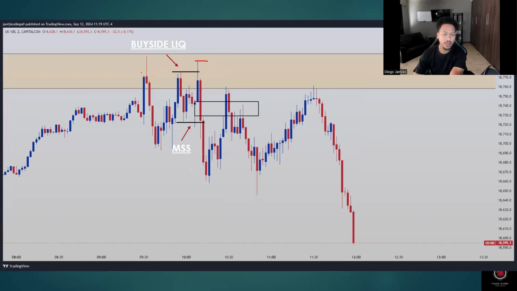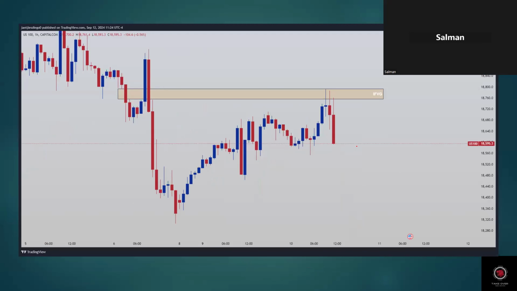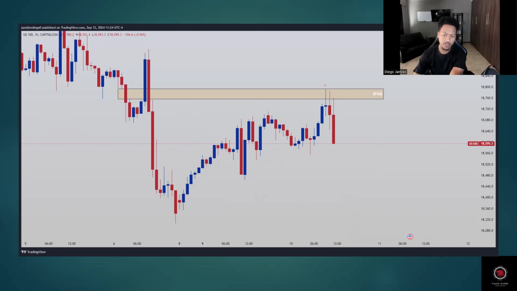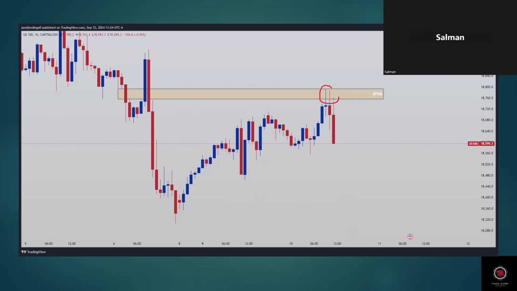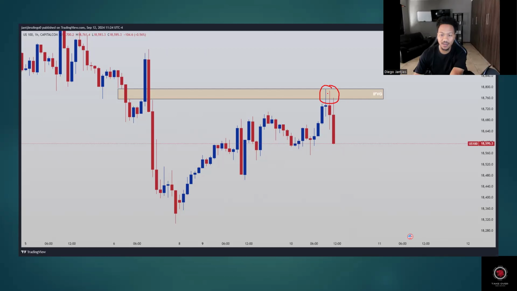Okay, let's go back to it. Yep, exactly. So you see, if I am seeing it like this, that the price has already gone through this inverted fair value gap, doesn't that make it invalid? No, because we're still inside the area. We're still inside the inversion fair value gap.